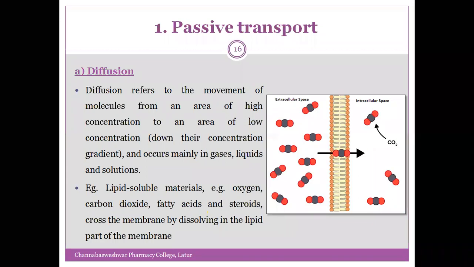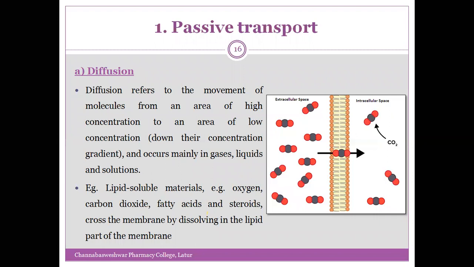Okay, so look at the image. So here, extracellular space and intracellular space. One side of the plasma membrane has more carbon dioxide, CO2, and intracellular has less carbon dioxide. Means that transportation occurs from higher to lower. Means extracellular CO2 is transported towards the intracellular space. So this is about diffusion.